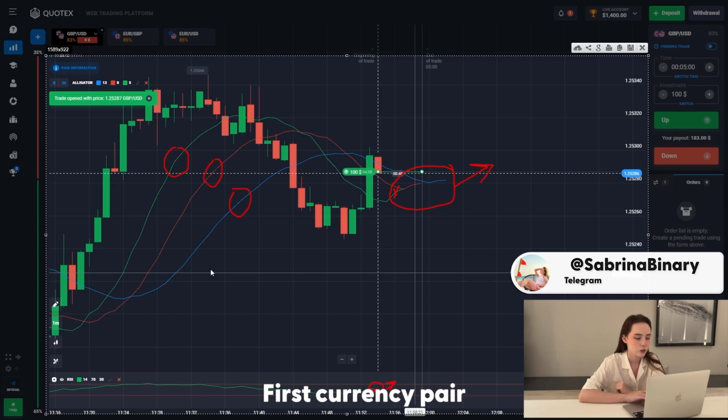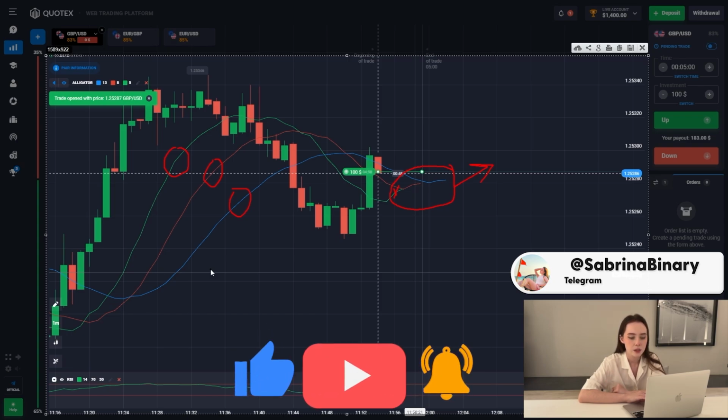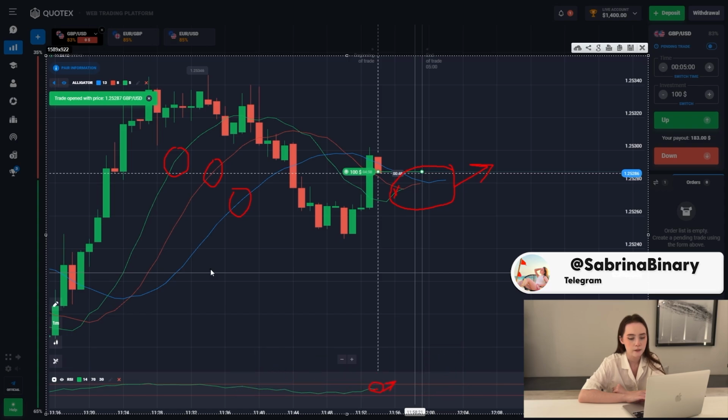Its red line, also called alligator teeth, is the balance line for a significant time period, one order of magnitude lower. 8 period moving averages shifted 5 bars into the future. And the green line, the alligator's lips, is the balance line for a significant time period that is one order of magnitude lower. A 5 period moving average shifted by 3 bars into the future. The lips, teeth, and jaw of the alligator show the interaction of different time periods.